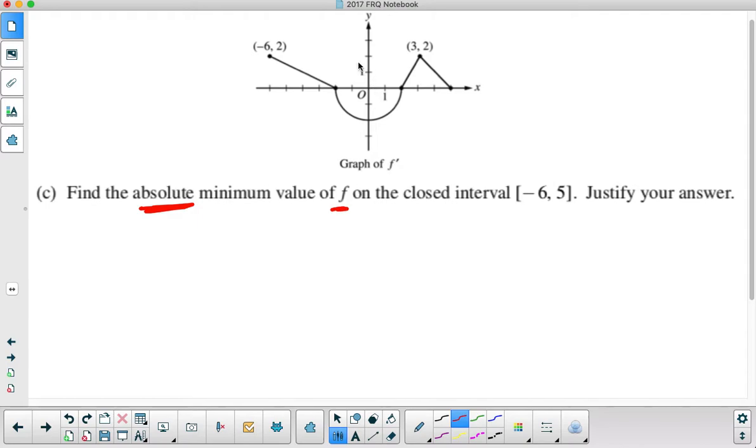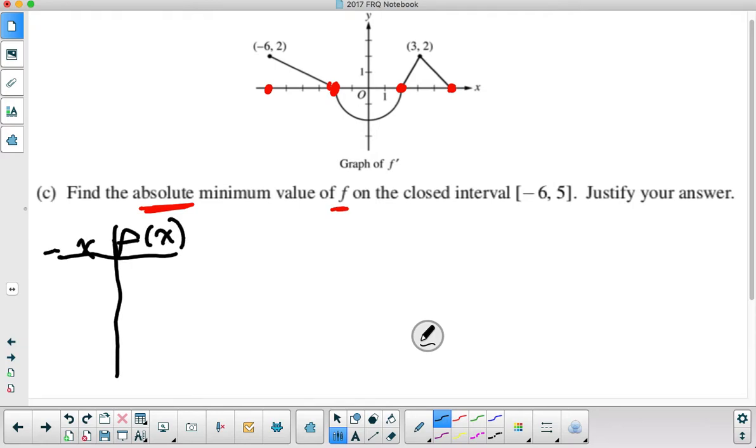So if we look at 0, we have a 0 here at -2, and we got a 0 here at +2. But then, because it's an absolute min, we also have to check our endpoints, -6 and +5. We always did this with a table, so that's the way we're going to keep on doing it. So now we're looking at f of x, because we want to know the min and max values of f.